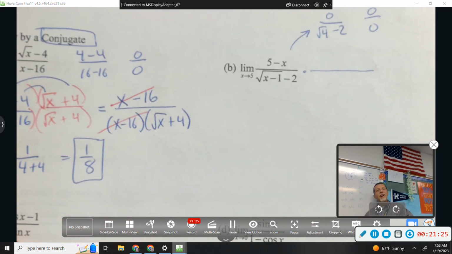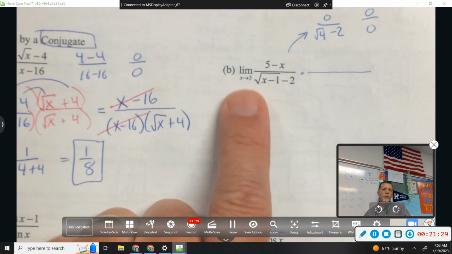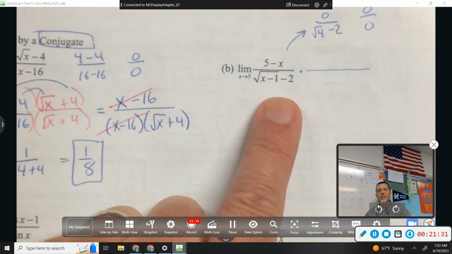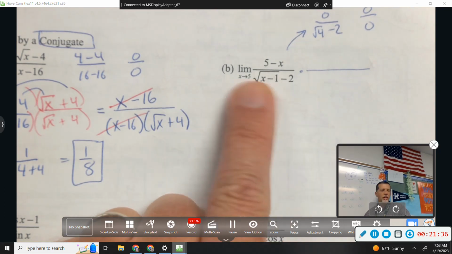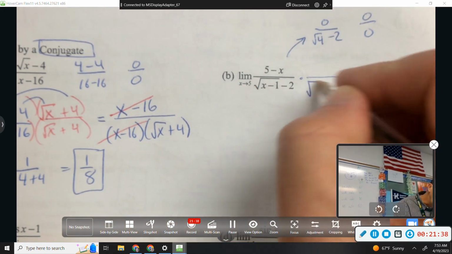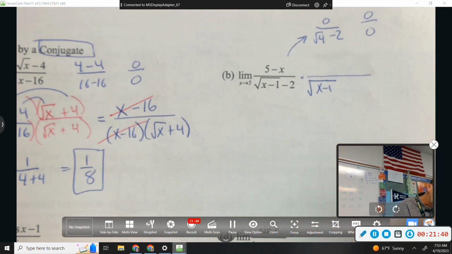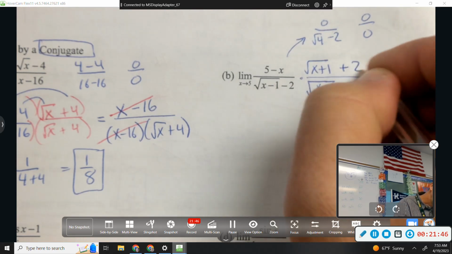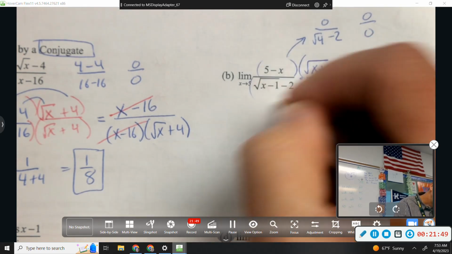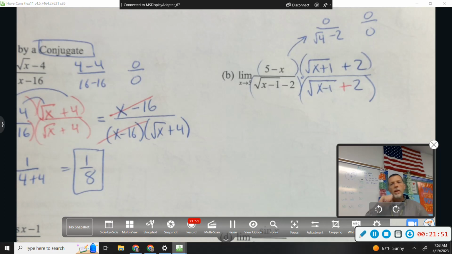All right, how about the conjugate of this guy? The square root thing's in the bottom, but which sign do I change is the question. Good, the negative in front of the 2. So I'm going to multiply by square root of x minus 1 plus 2, because that should make the square root stuff go away.